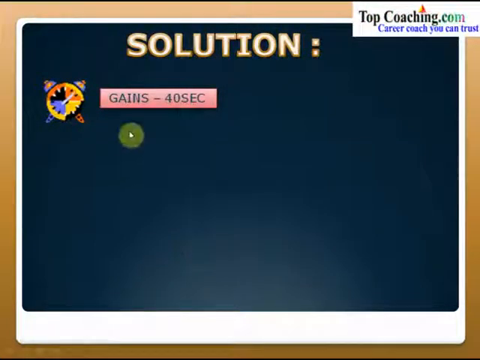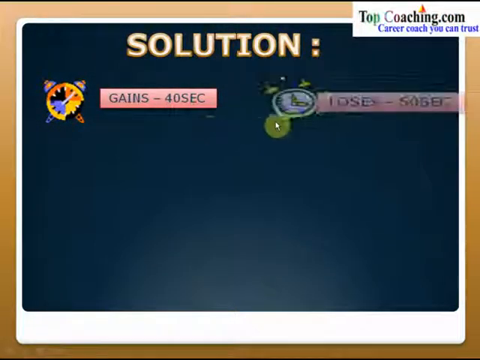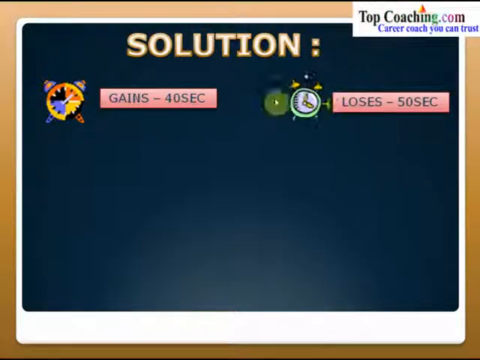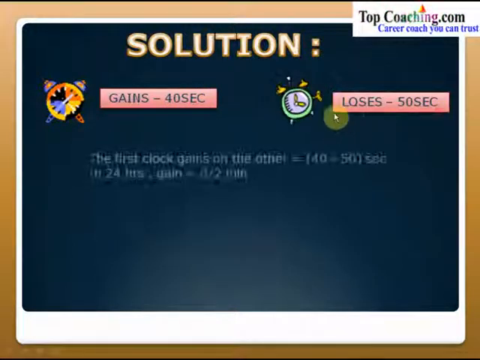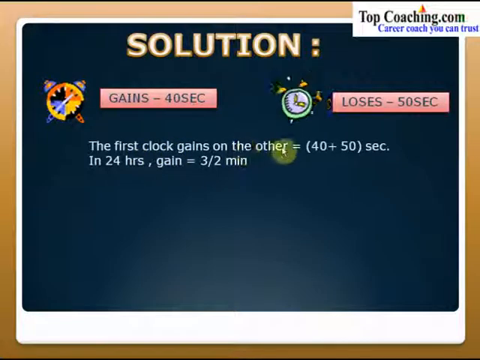The first clock gains 40 seconds and the other one loses 50 seconds. So we have got two clocks. Both of these are incorrect clocks. The first clock gains on the other equal to 40 plus 50 seconds. So the actual gain of the first clock over the second one is 40 plus 50, because this clock is 40 seconds ahead and this clock is 50 seconds behind. So the actual gain would be 40 plus 50, and that is equal to 90 seconds.